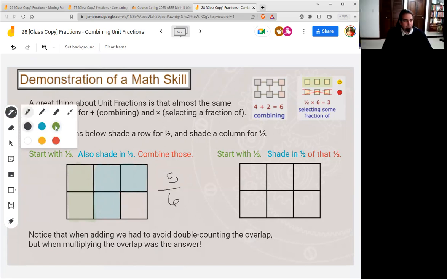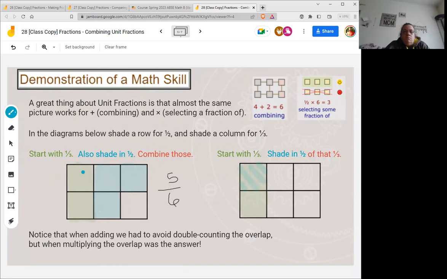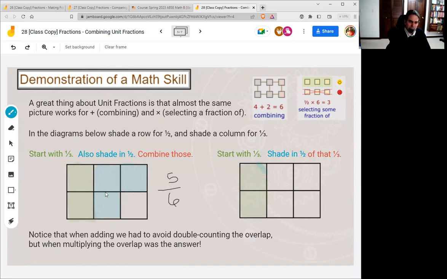Now we're going to do the same thing for multiplying. Now we want half of 1/3. So here's a third. Shading. Okay, so here's my third. And now I'm going to shade half of the third. It might be that I just shaded half of the box and saw where they overlapped. That's also one way to think of half of a third. So what is half of a third?